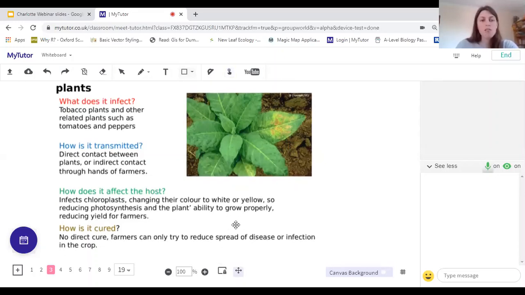How is it cured? There's no direct cure. Viruses are very difficult to cure directly, as we're finding at the moment. Farmers can only try to reduce the spread of disease or infection in the crop. Things that you can do to reduce spread are things like distancing between subjects that we're practicing at the moment, and also making sure that farmers wear gloves and don't pass things on between the plants. So that's an example in plants.